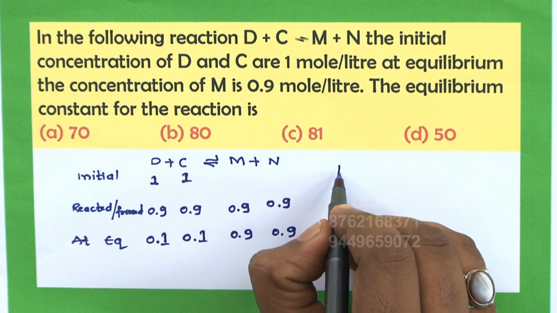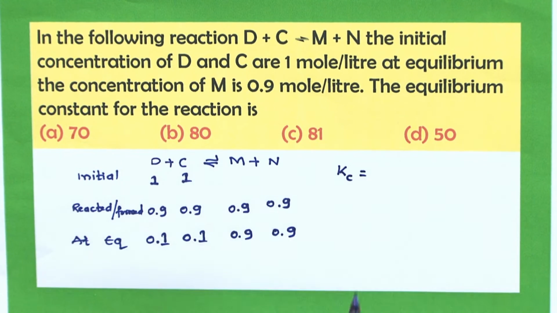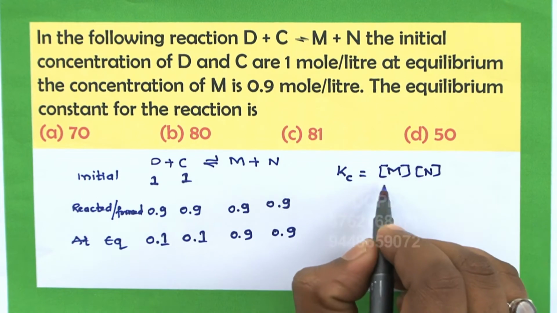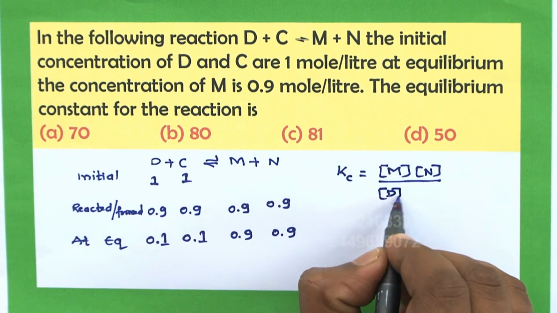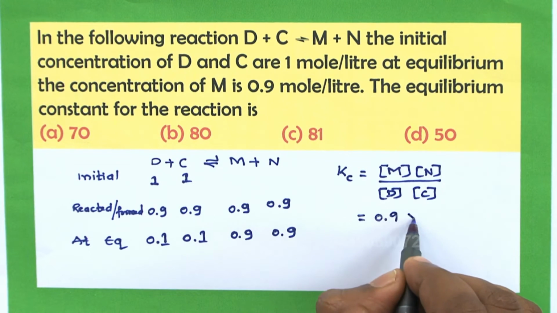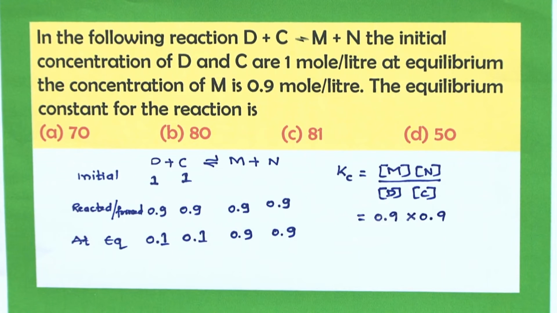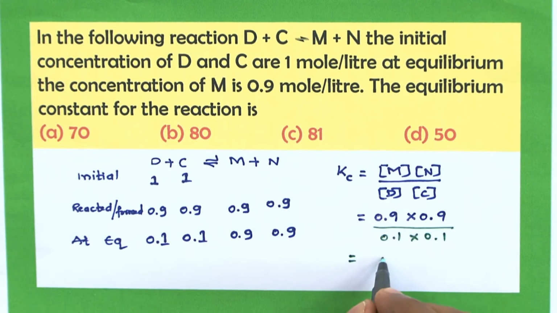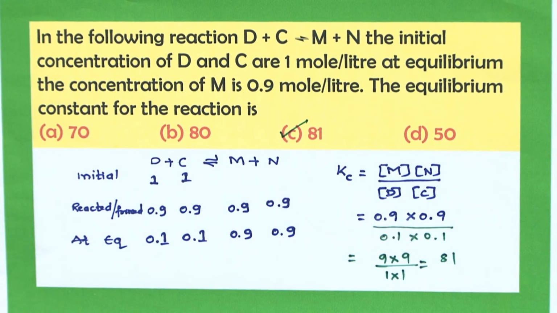We need to calculate the equilibrium constant Kc. Equilibrium constant Kc is equal to the concentration of M into the concentration of N divided by the concentration of D into the concentration of C. The concentration of M at equilibrium is 0.9, the concentration of N at equilibrium is 0.9. The concentration of D and C at equilibrium is 0.1 and 0.1. So if you calculate it, you get 9 into 9 divided by 1 into 1, that will be equal to 81. Hence, option C is the right answer.